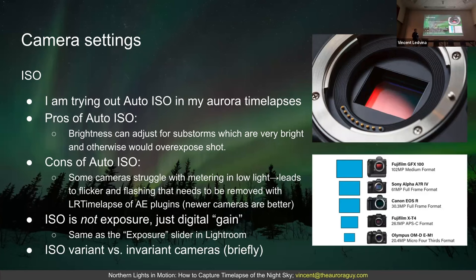So what I recommend is just test out your camera. Do a time lapse with auto ISO. If you see a lot of flickering in your final video, then that means your camera is not that good with the meter, which is fine. Like even my A7 Mark IV struggles. And that's a newer camera, in 2019 or something. But auto ISO, if your camera can do it, just leave it in auto ISO the entire time.